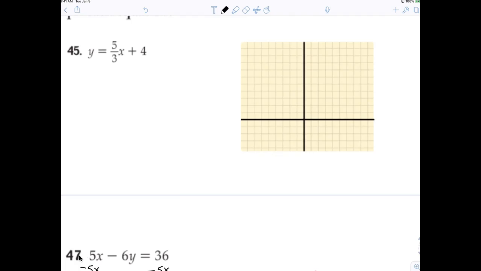Now, it's already in the right format this time. y equals mx plus b. So what do I do? Listen, what do I do? Up 4. Stop there. Every single time you graph, the y-intercept comes first. This is the y-intercept. So you go up 4.